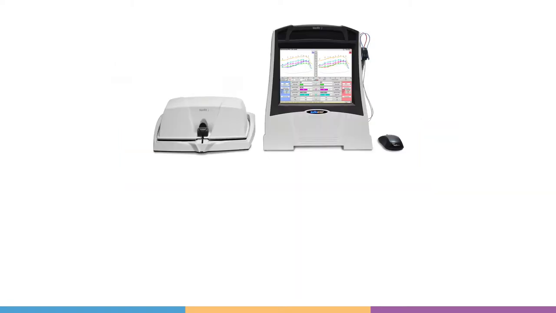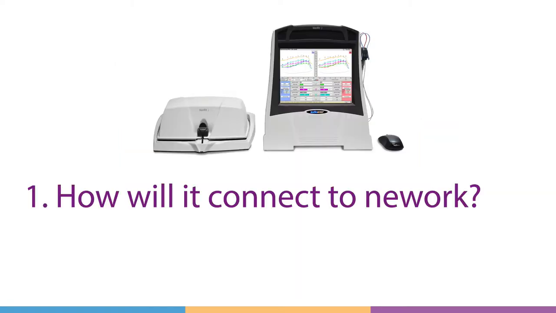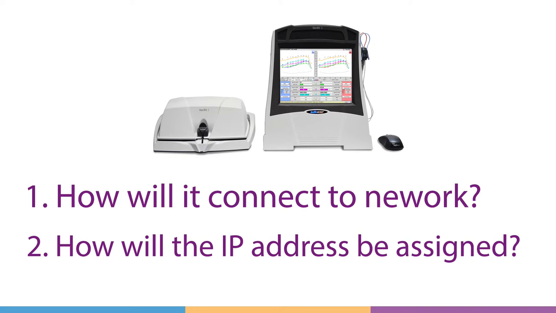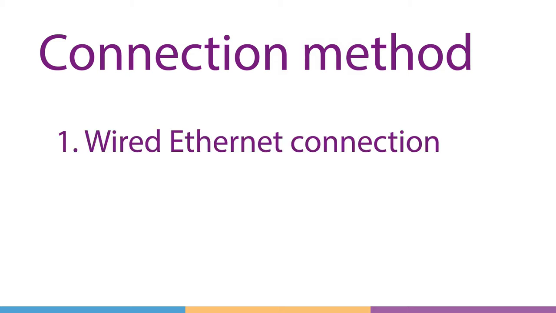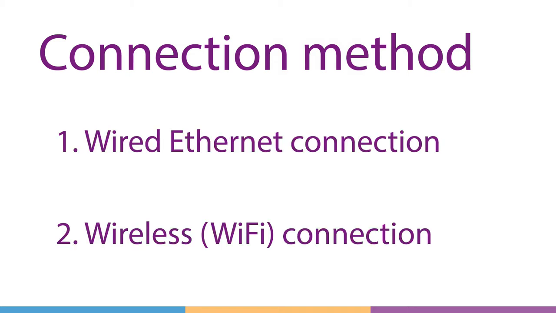To add your Verifit to a network requires two things: one, a method of connection to that network, and two, a way to obtain the unique address, also known as an IP address. The connection method is either a physical connection through an Ethernet cable or a wireless connection using Wi-Fi. Both methods are available on your Verifit2. However, if both are possible, we normally suggest a wired connection. Wired connections are typically faster, more reliable, and more secure.